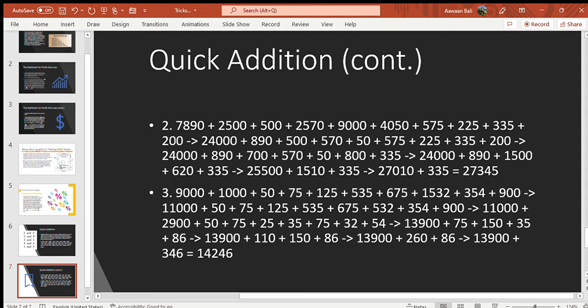So then after that you can add the 24,000 with the 1,500 to get 25,500. And if you add 620 with 890, since they both end in 0, you get 1,510. Then you do 27,010 plus 335 and get 27,345. If you actually do this mentally, it'll be very much quicker, since I'm explaining, it looks slower.